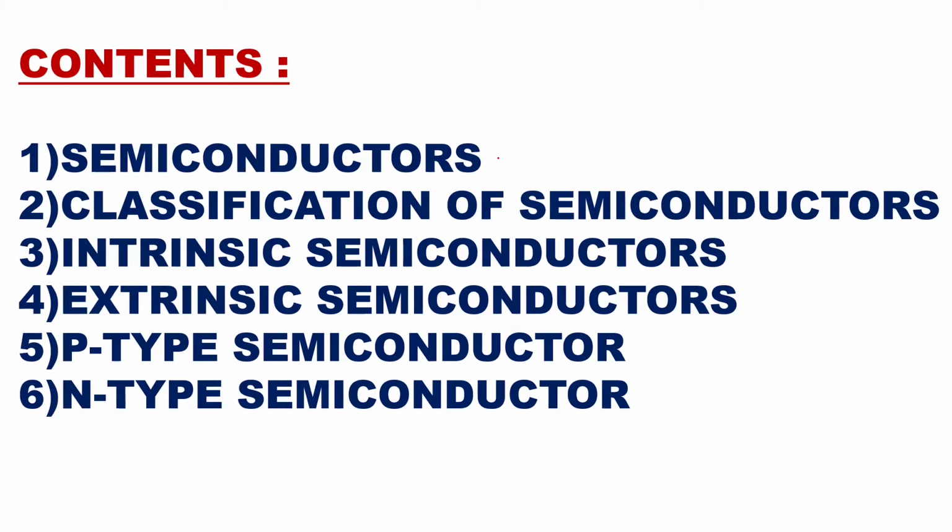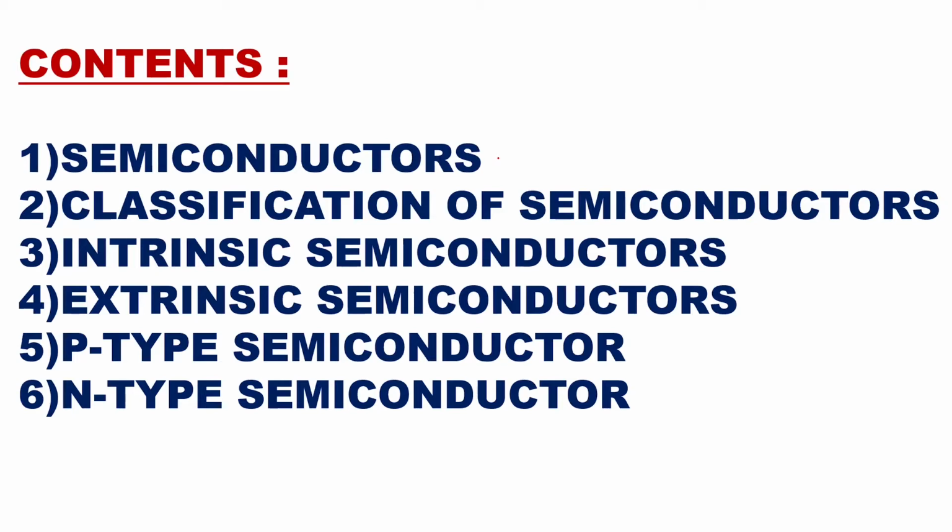Then the second point, we'll see classification of semiconductor, in which we will classify them as intrinsic and extrinsic, where intrinsic is a pure semiconductor and extrinsic is an impure semiconductor. Then, further classification: we will classify extrinsic, that is impure semiconductor, into p-type and n-type semiconductor by adding some impurity. Now what all these concepts are, one by one we will see.